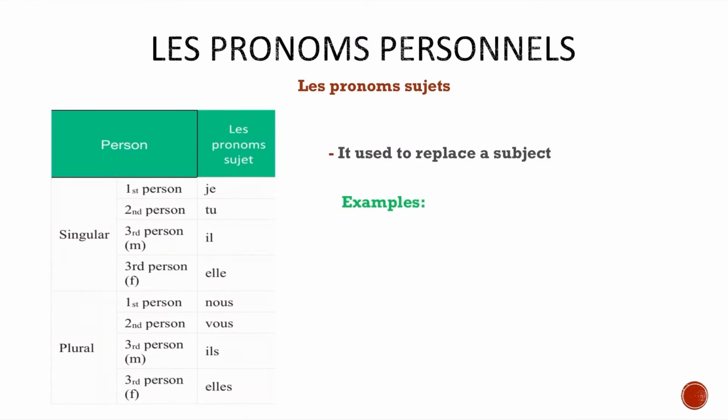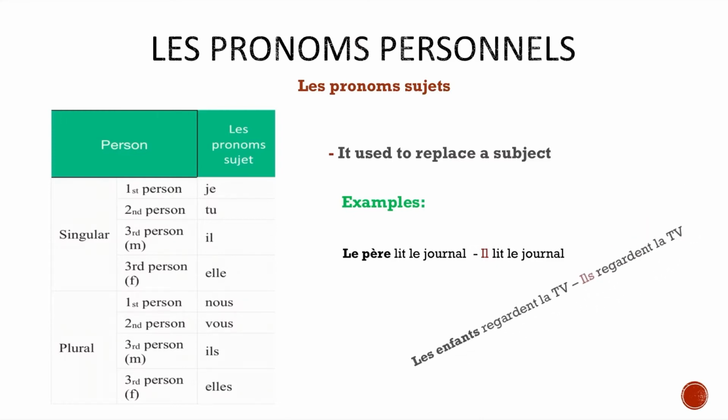Let's see some examples. The first example is le père lit le journal. The father reads the newspaper. The father here is a masculine noun, so le père we can replace it by il. Ils with S is used for groups of men and mixed gender groups. Elles with S is used for groups of women. The new sentence is il lit le journal.